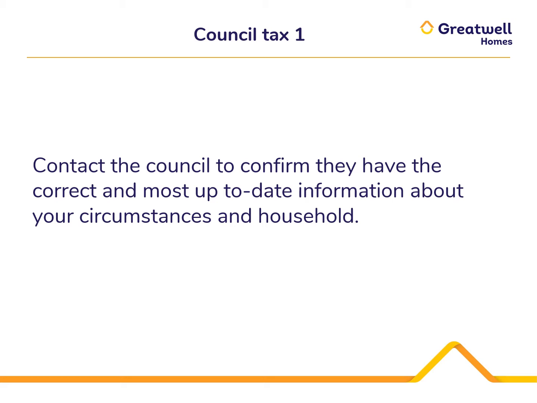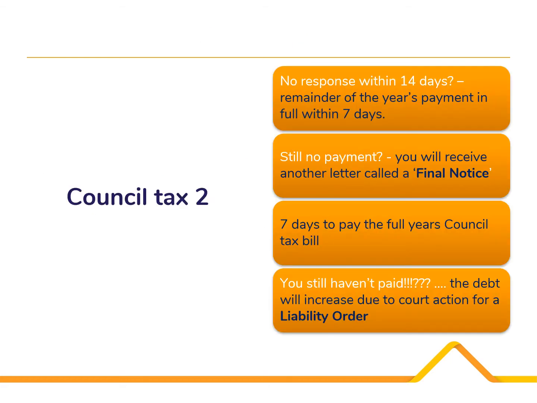The council will write to you to advise of the arrears. You can come to an arrangement to repay the debt. The worst thing you could do is ignore any form of contact from them about your arrears. If the council do not receive a response with payment from you within 14 days, they will expect the remainder of the year's payment in full within 7 days. This will also apply if it's the third time in the year you've been late with your payments.